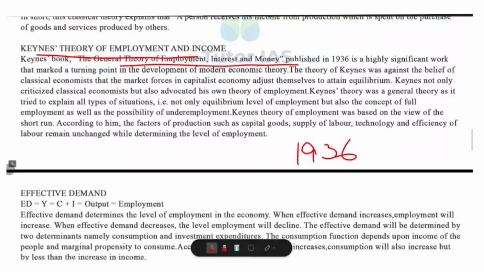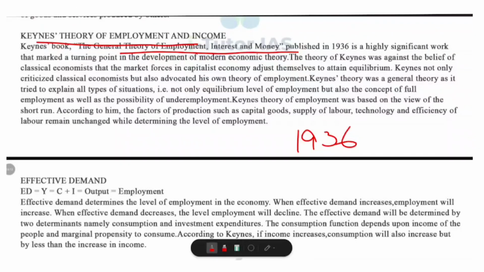So what are the key features of Keynes' theory? First one, it is a general theory. Keynes' theory is also called general theory because it explains all situations, not just full employment but also underemployment and unemployment. Then it focused on short run. Unlike classical economists who focused on the long run, Keynes emphasized the short run.